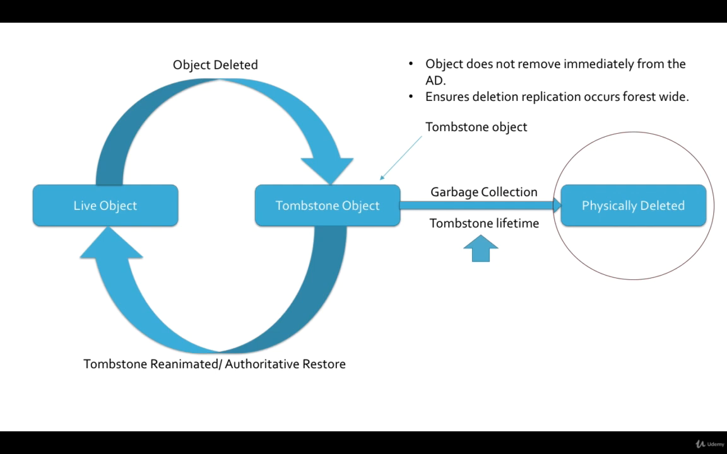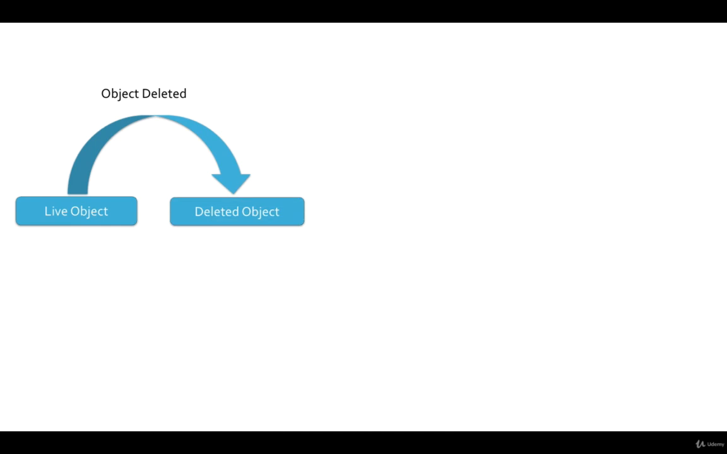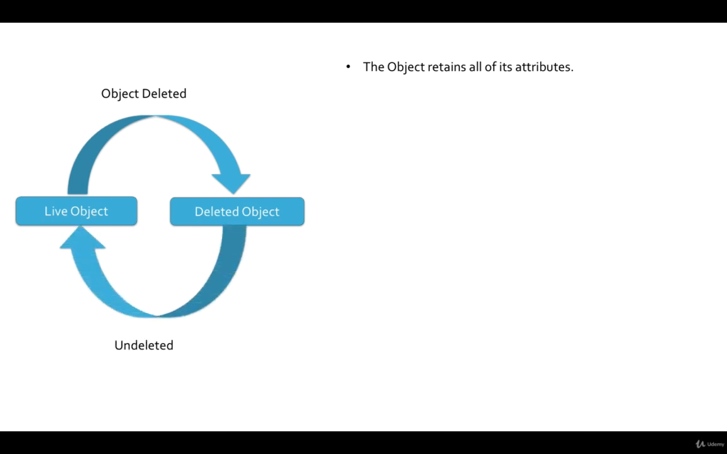Now we will talk about how an Active Directory Recycle Bin will help us to restore the same object before it is processed by the garbage collector. When Active Directory Recycle Bin is enabled, the deleted object first enters the deleted object state before it is converted into the tombstone. In the deleted state, the object still retains all of its attributes.